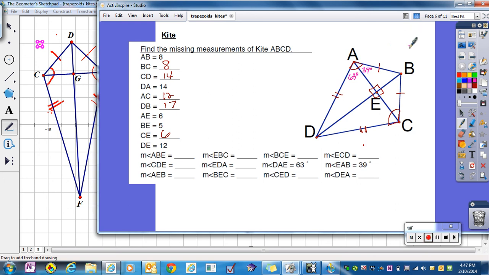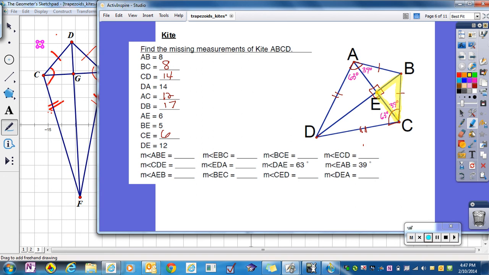Alright, now if I want to go in and start figuring out some other angles, I know that DAB was congruent to DCB. So just like 63 over here is going to be on the same side, 63 over here, so since DAE was 63, DCE would be 63. And since BAE is 39, BCE is also 39. Alright, now I have a bunch of triangles, and the triangles that I have are right triangles. So if you take a look right here, I have a right triangle.